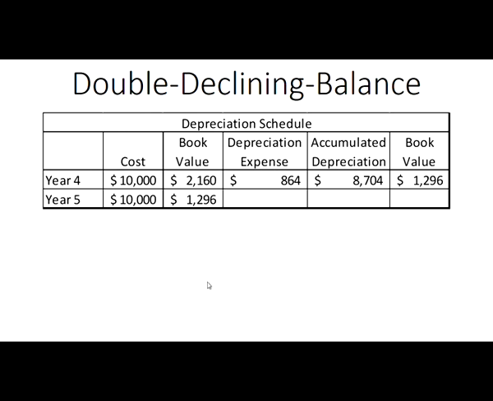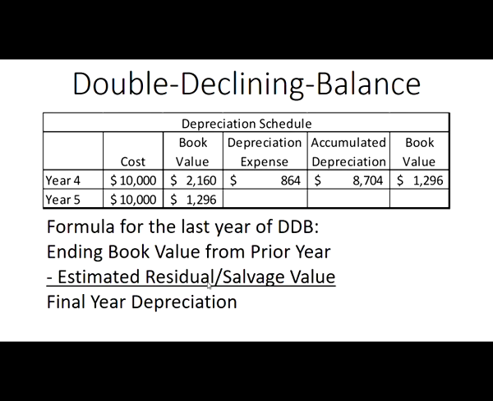Now, the way I recommend doing this is to do this formula. Find the ending book value from the prior year, in this case $1,296, subtract the estimated residual value or salvage value, and then come up with the final year of depreciation. Your formula is going to look like this in action. This is telling you how much depreciation expense you need in that last year. I need $296 of depreciation.